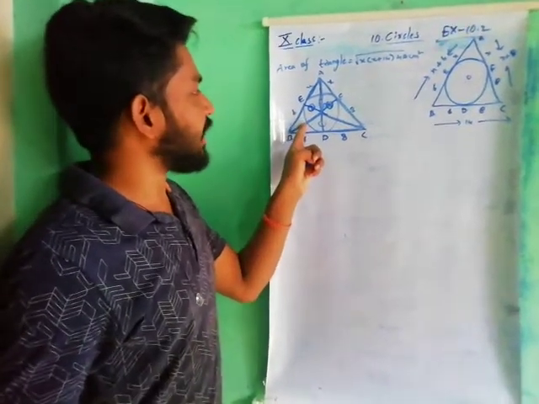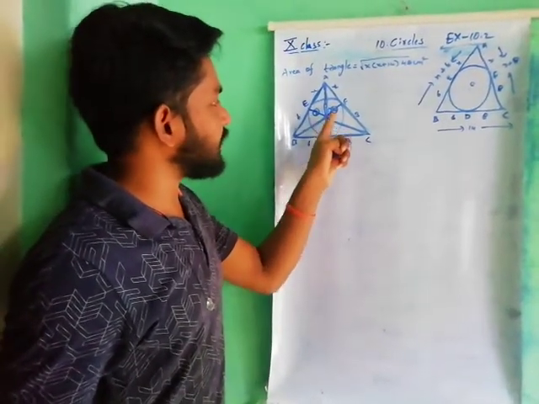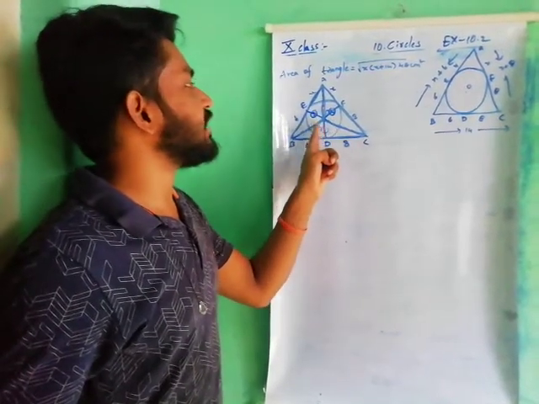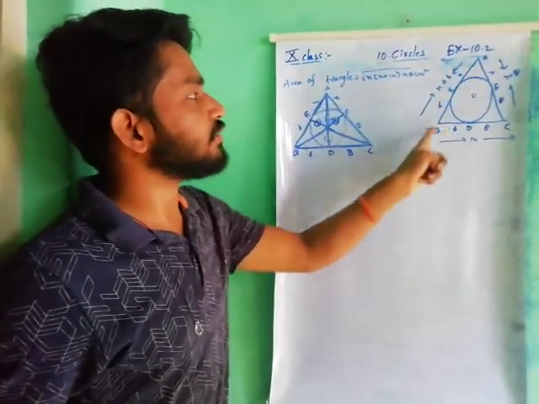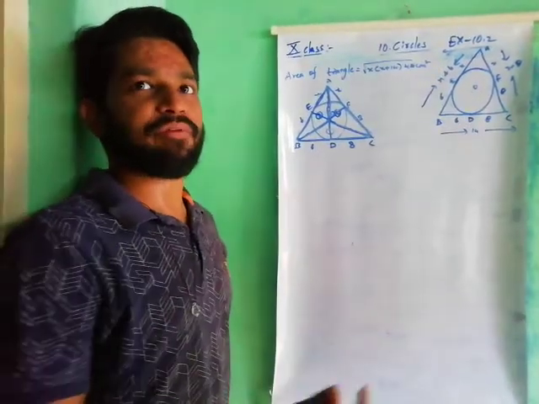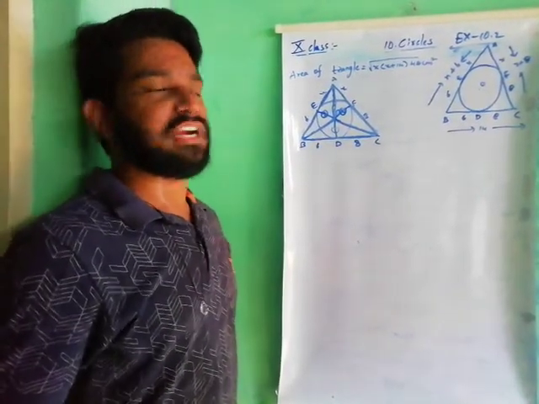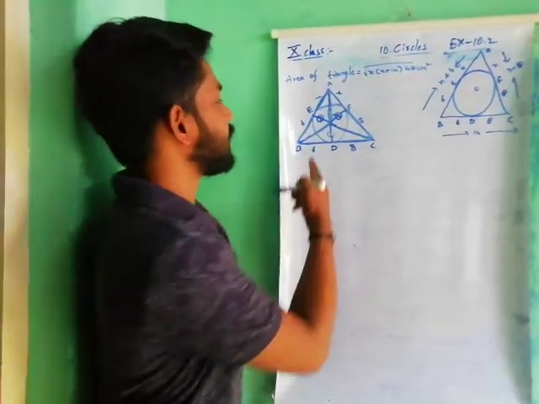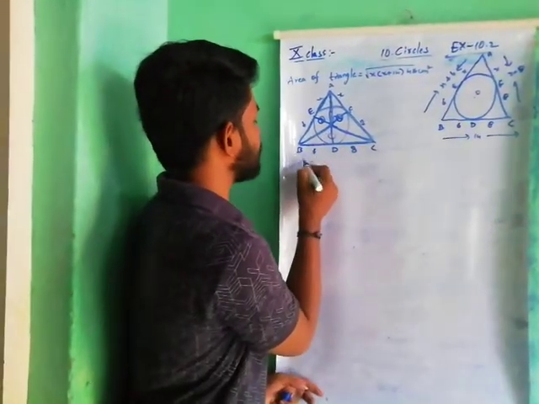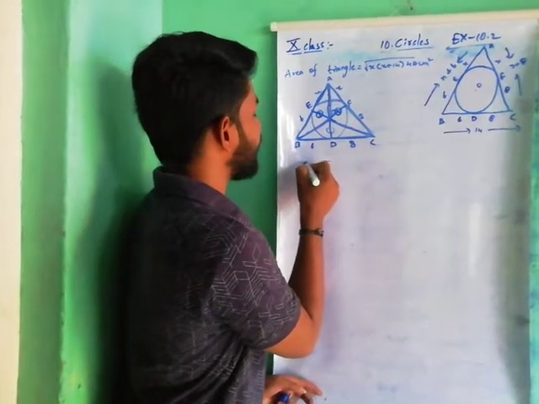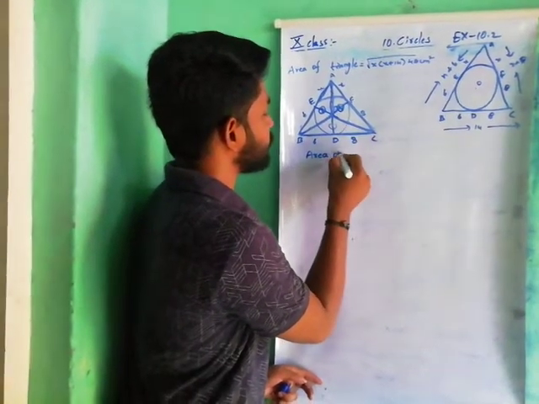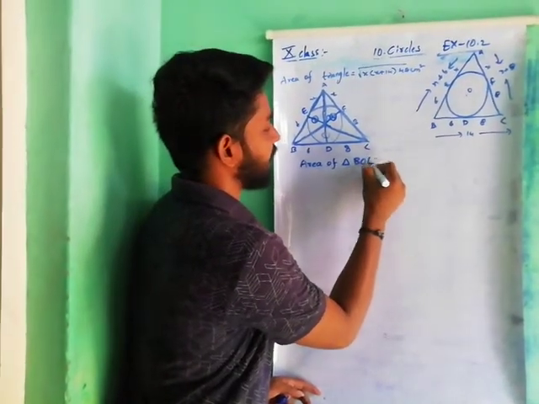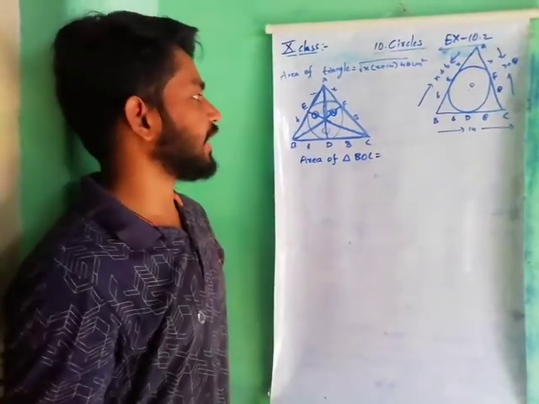Now I am finding the area of these 3 triangles. These 3 triangles' area is equal to the area of the total triangle. By equating those two, it is useful to find this x value. Understand? So first, the area of triangle BOC. Triangle BOC. Okay.